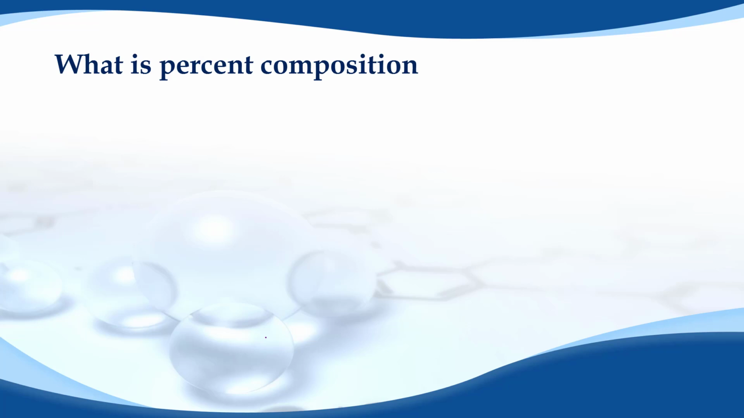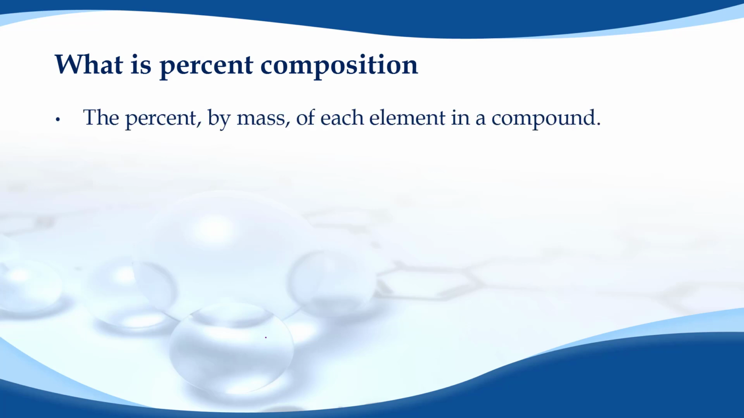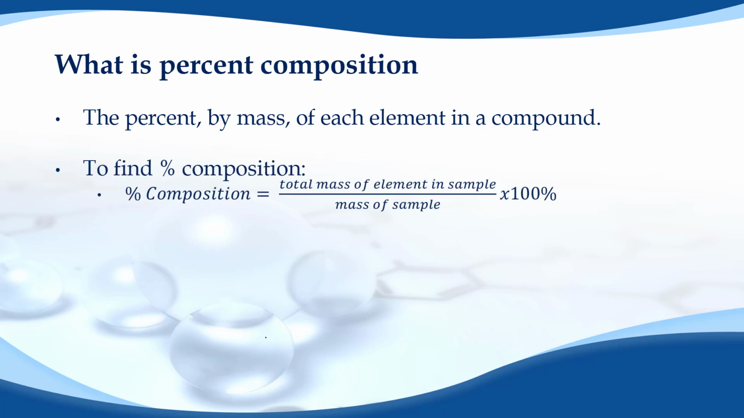All right, so as I just said, we talk about the percent by mass of each element in a compound as percent composition. The way that we're going to find this is we're going to take the total mass of the element in our sample, divide it by the mass of the sample, and multiply it by 100%. So for example, if I said a 5-gram sample of a compound had 1 gram of hydrogen, well, 1 gram of hydrogen divided by 5 grams of the sample is 20%. Right, that math is very straightforward.